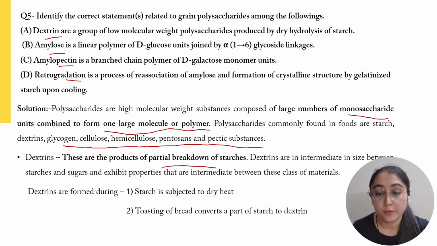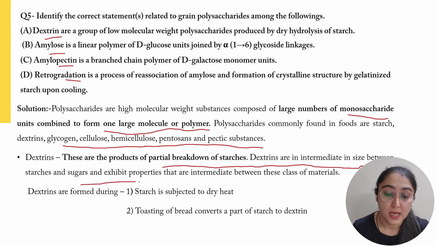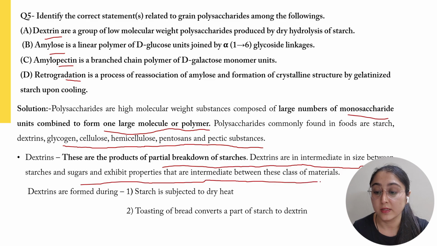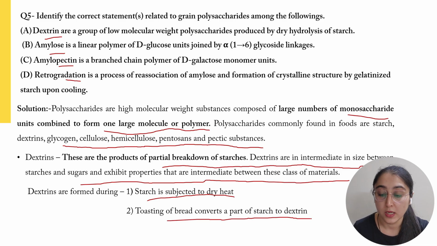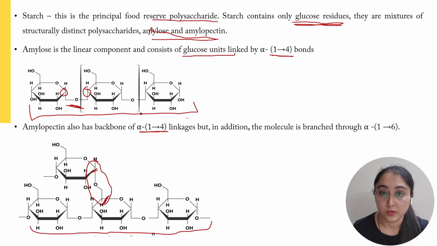Dextrins are basically products of partial breakdown of starch, and dextrins are intermediate in size between starches and sugar, and they exhibit properties that are intermediate between them. So basically starch breaks down to form intermediate size parts, which are the dextrins, larger than sugar but smaller than starches, and they are formed when starch is subjected to dry heat. For instance, when toasting of bread is done, a part of starch will be converted to dextrin. When we are giving dry heat, then starch breaks down into small parts known as dextrin.